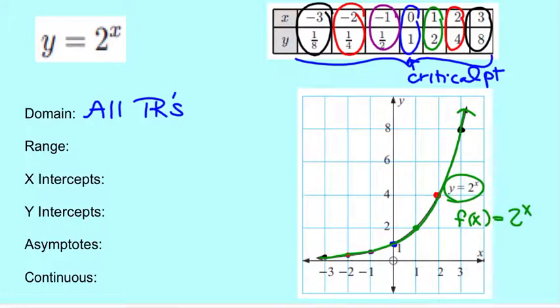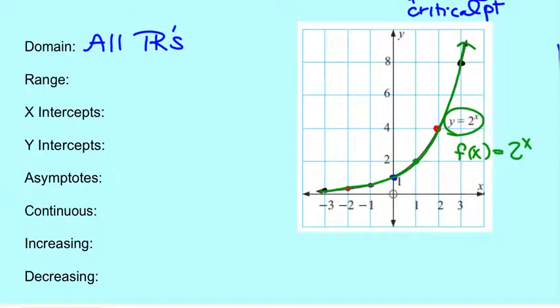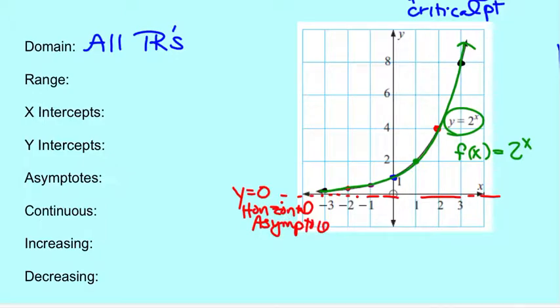The range. Remember, the range focuses on the y values. What do you get out? Well, there tends to be no negative y values. So I'm putting a horizontal line here at y equals 0. So everything happens above this horizontal line, y equals 0. So this is called a horizontal asymptote. So the range is going to be y greater than 0. So then asymptotes, you have an asymptote at y equals 0.